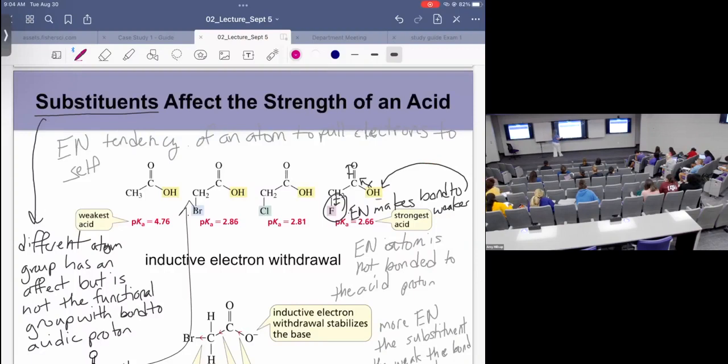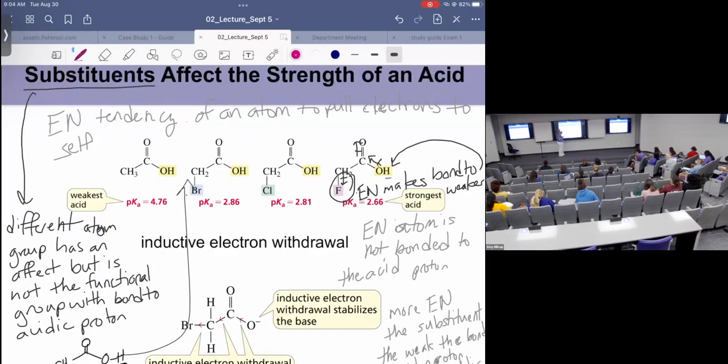So in this case, we're talking about a carboxylic acid. How does what we call a substituent, or an extra group, affect the acidity of this functional group's proton? Okay, so we care about this hydrogen and how acidic it is. And we want to know, how does having a halogen bonded away from that hydrogen affect the acidity of the hydrogen?